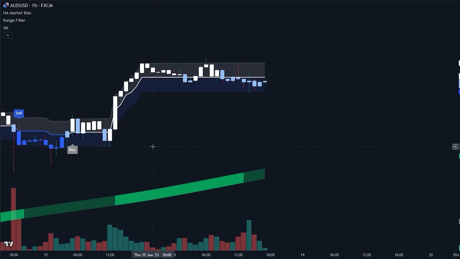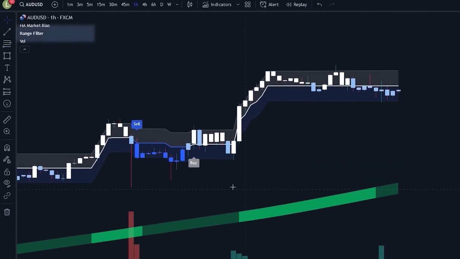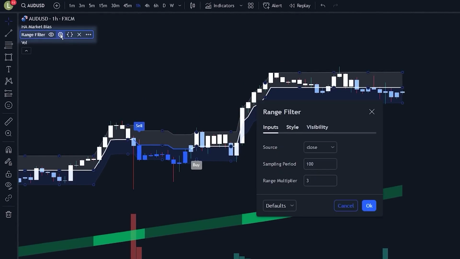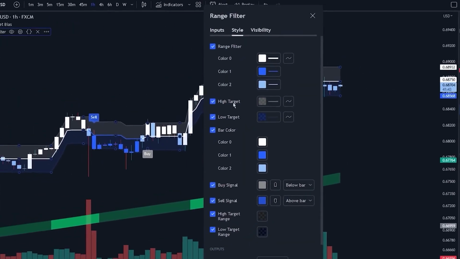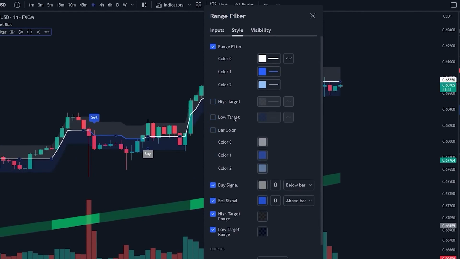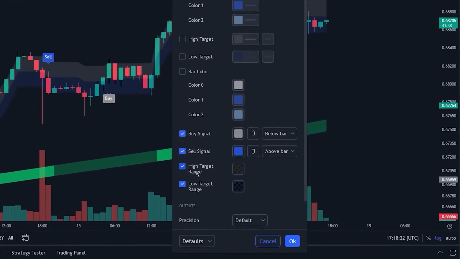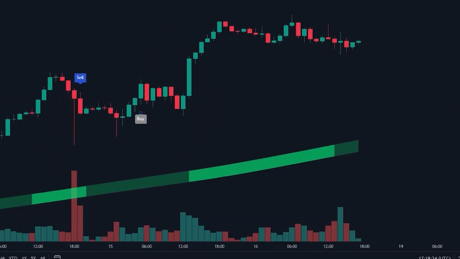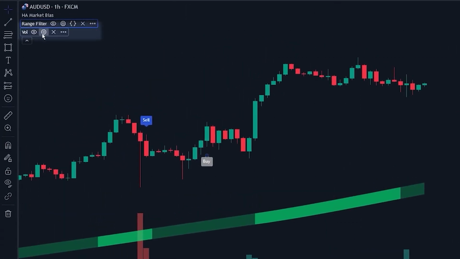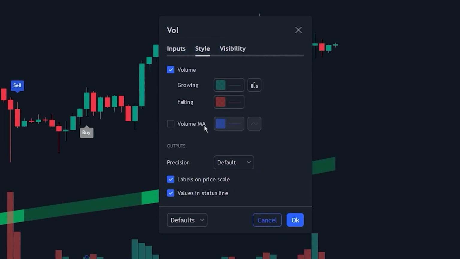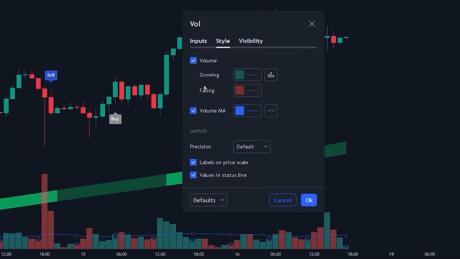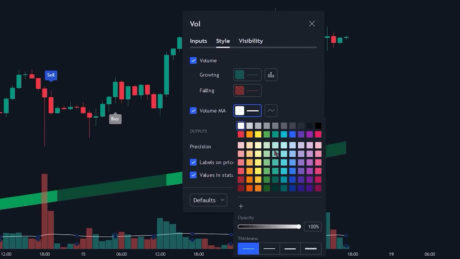Now let's change the indicator settings. First, navigate to the Range Filter indicator settings and click on the Style tab. We will be removing the high target, low target, bar colors, and all other elements except for the buy and sell labels. Now let's head over to the Volume indicator settings. Click on the Inputs tab. Here we will be changing the length of the moving average to 35. Once you have done that, click on the Style tab in order to enable the moving average. Make sure to also change its color to make it more visible.